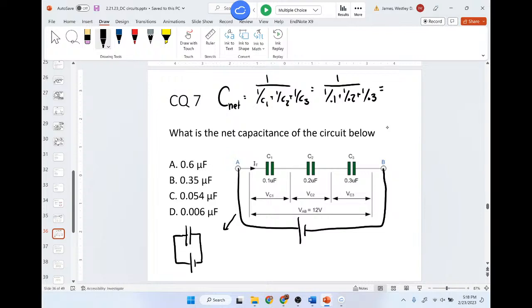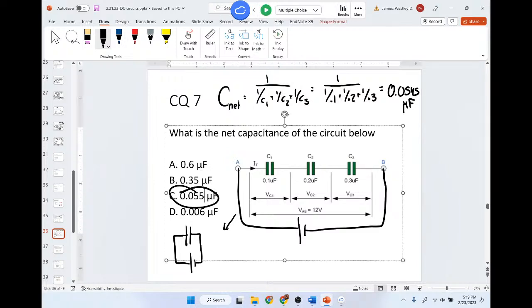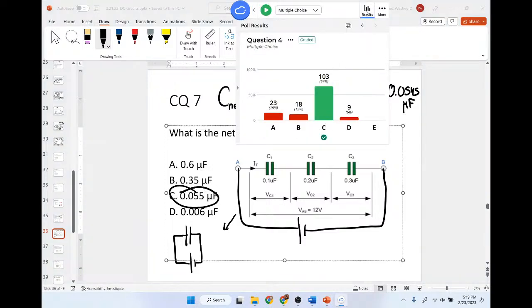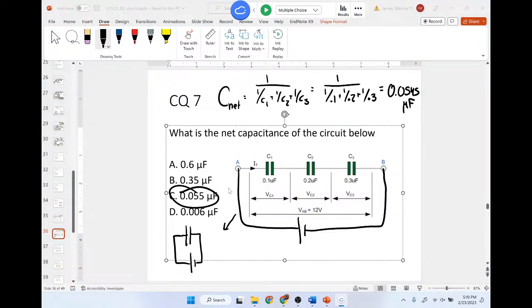And I just plug this whole thing into my calculator. I don't solve the bottom and then do 1 over it. This is the benefit of having one equation. If you're just careful, you can plug it all in one go. 1 divided by parentheses 1 over 0.1 plus 1 over 0.2 plus 1 over 0.3, and you get 0.0545 microfarads. Technically, it probably should be 0.055, but it was the only answer close to that. And it is smaller than the smallest capacitor. There were 2 answers that were smaller than the smallest capacitor, but only 1 right answer.